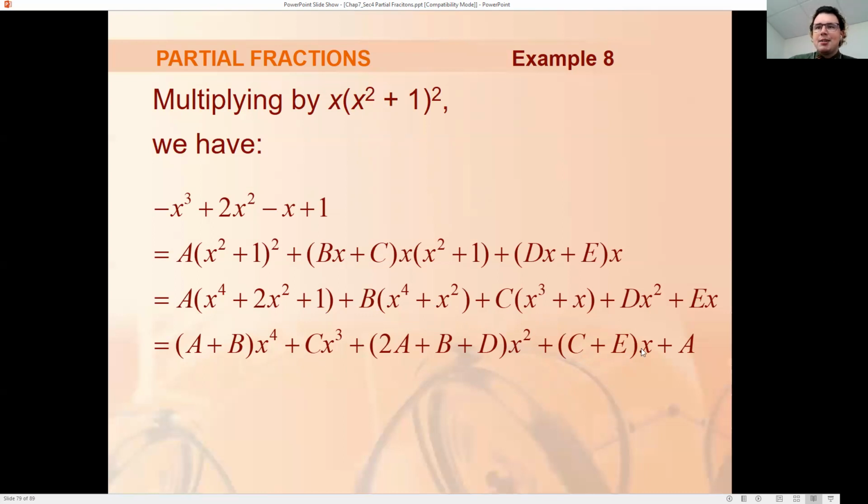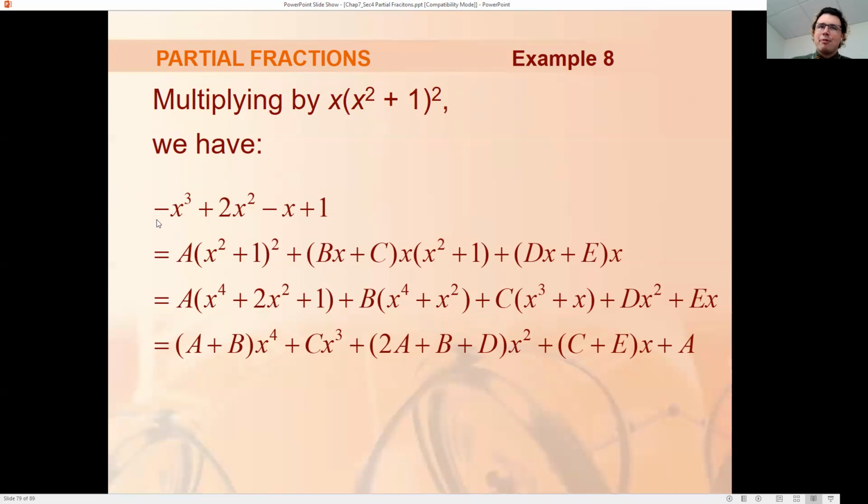Where are my x's? There's a c times an x and an e times an x. Where are my constant terms? The only constant I've got is in this first set of parentheses right here. That'll be an a. So with very careful bookkeeping, I multiply this all out.